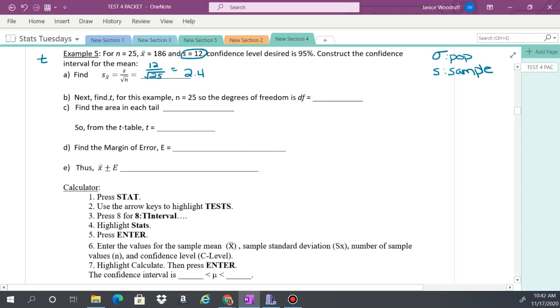Next, you're going to find t for the sample. So the first thing you're going to do is find the degrees of freedom. Okay, so the degrees of freedom is n minus 1. So that is going to be 25 minus 1. So 24 degrees of freedom.